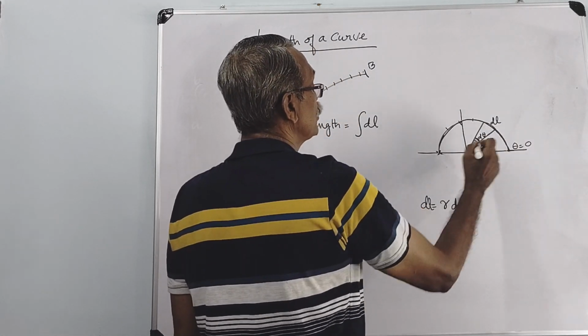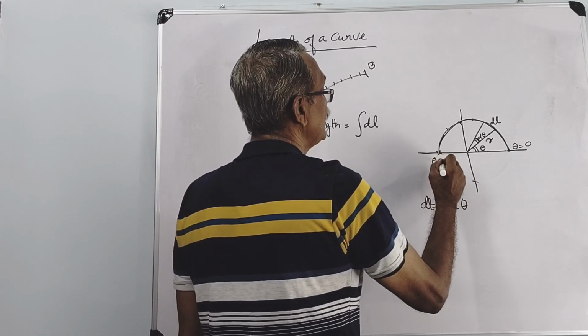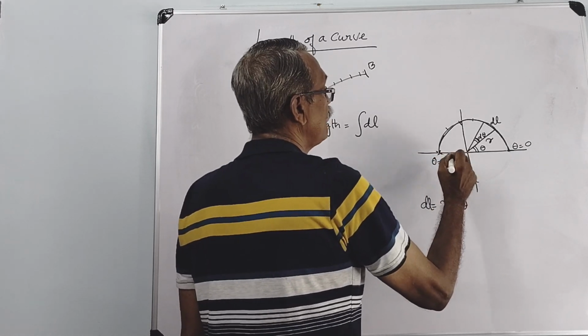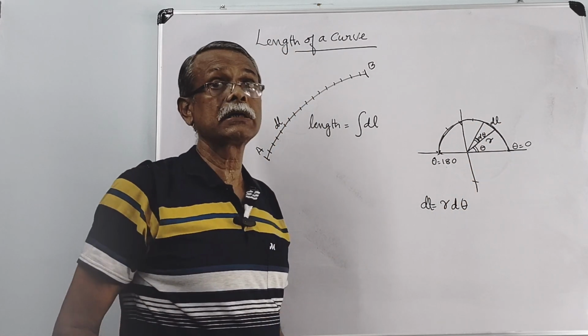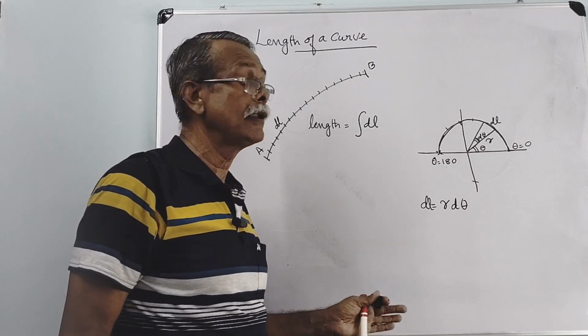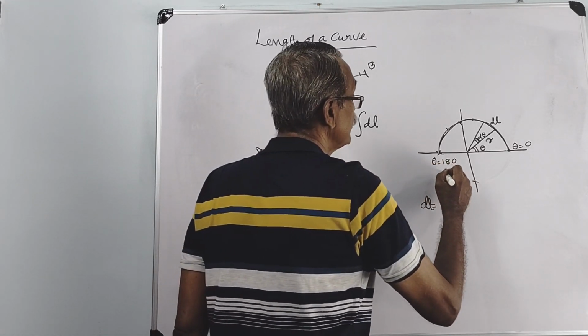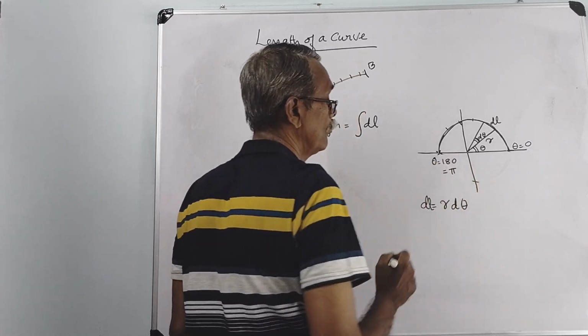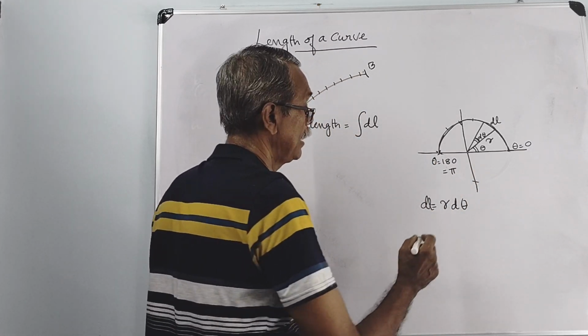This theta is equal to 0. This is theta is equal to 180. And whenever we use the arc radius relation, we have to express angles in radian, not in degree. Therefore, this is pi radian. 180 degree is pi radian.